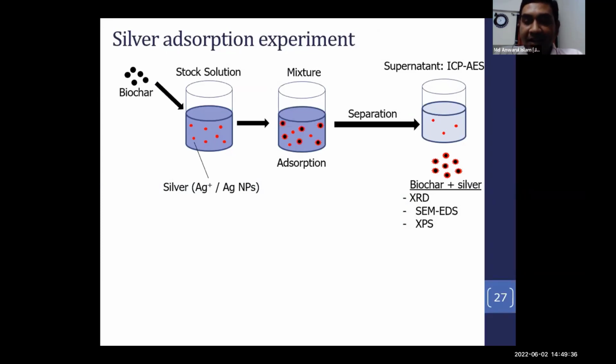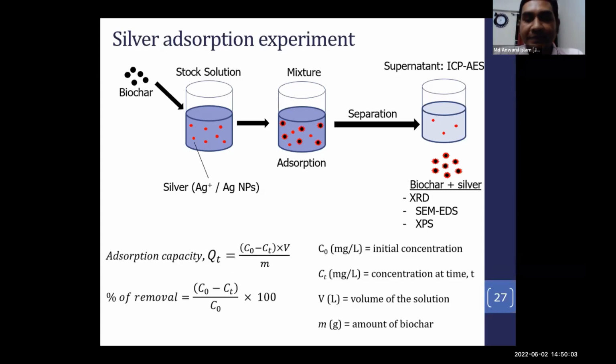This is my adsorption process. As you can see, I produced the silver ion solution by using silver nitrate. Then I added the biochar, and finally I waited for 5 hours. Then I took some of the solution and checked it using ICP-AES, and also XRD, SEM, EDS, and XPS. So we will see the results and discuss more in the coming slides.